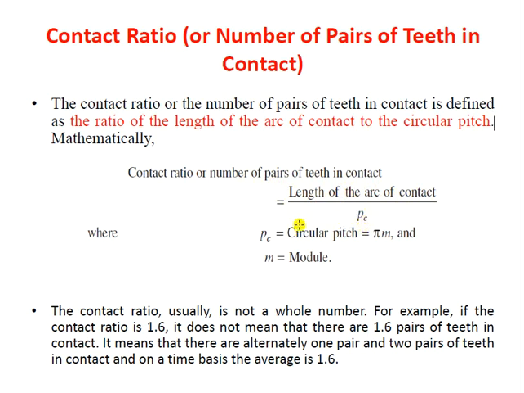If you remember, in terminology we considered Pc equal to circular pitch, which is pi d by t, and d by t is module. Okay, so Pc is equal to pi m. So this is not exactly important.